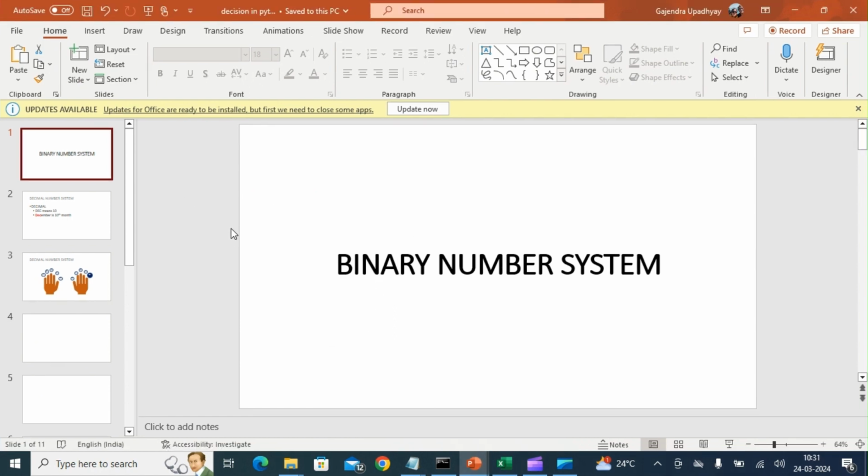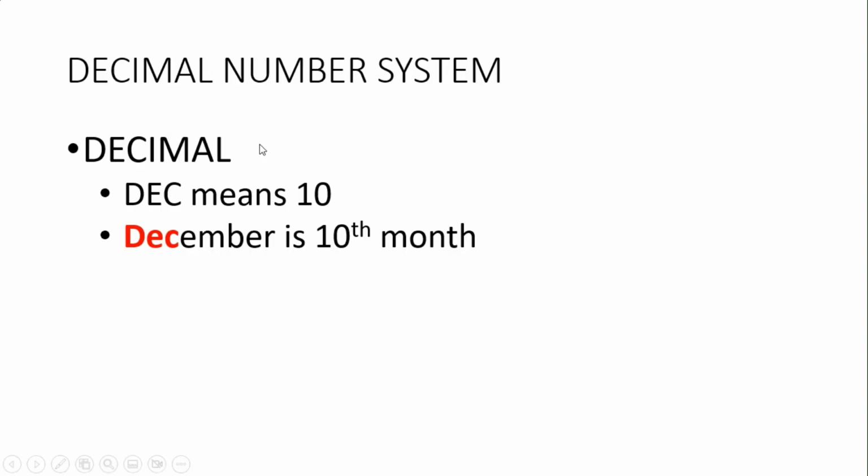So we are covering binary number systems. What is the binary number system? Binary means two. But before diving deep into the binary number system, let's look at what we use in our everyday life, that is the decimal number system.